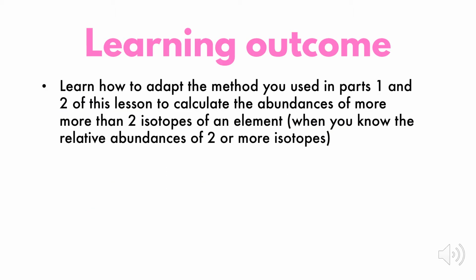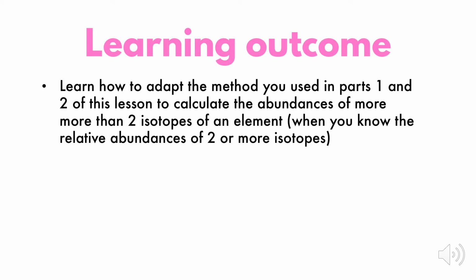Here's the learning outcome for this lesson. We'll learn how to adapt the method you used in parts 1 and 2 of the lesson to calculate the abundances of more than 2 isotopes of an element. But this time, we'll know the relative abundances of 2 or more of those isotopes. Even though we're given slightly different data, it will be very similar to what we did before.